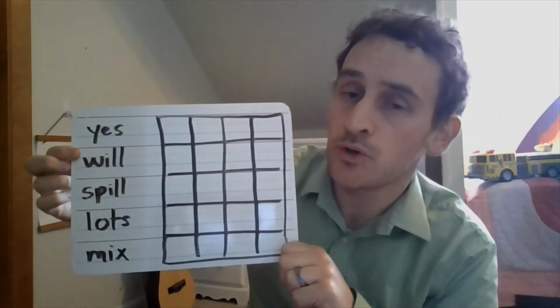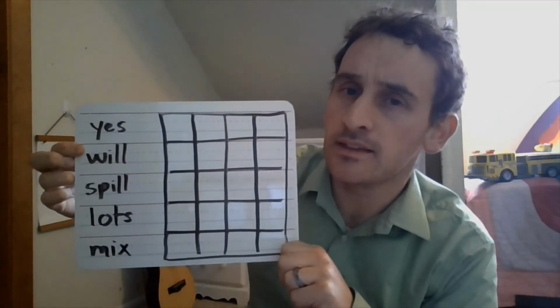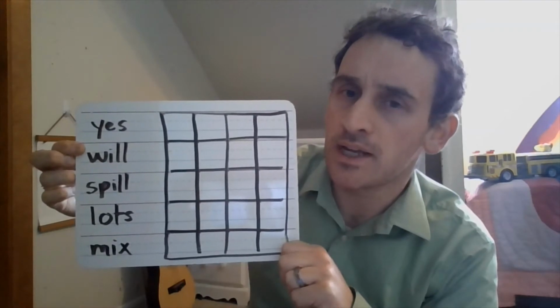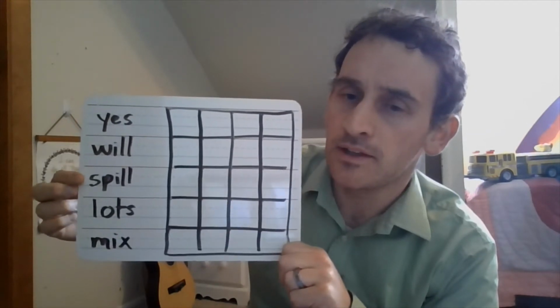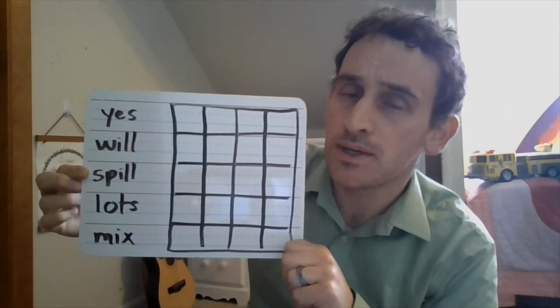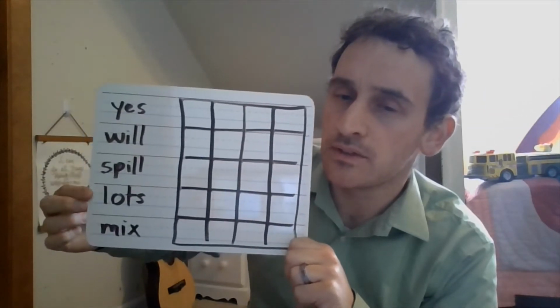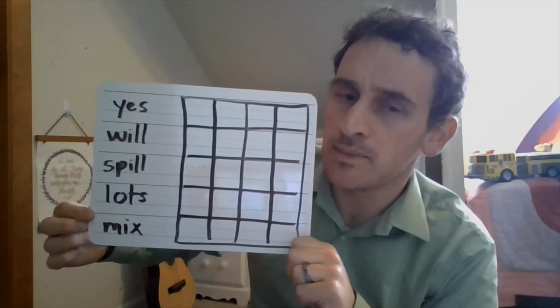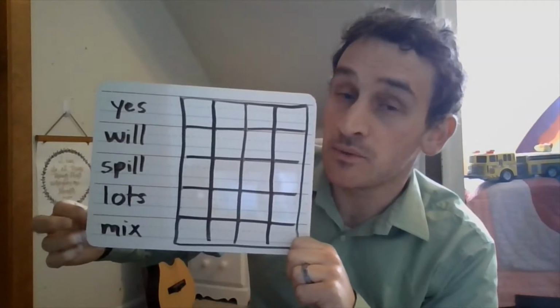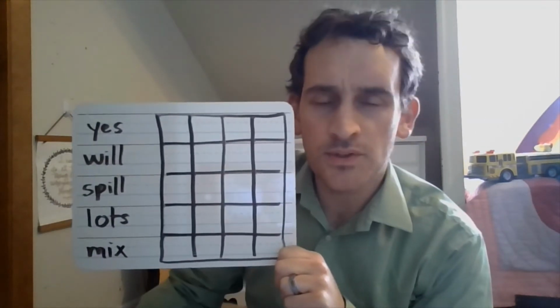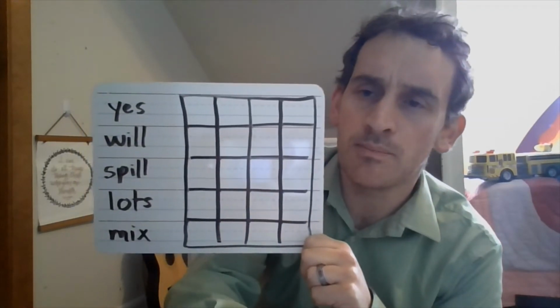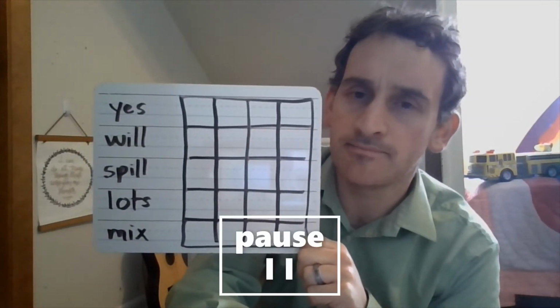If I had the word will, w, i, ul, how many sounds did I make when I split them up? If I did this word, sp, i, ul, spill, how many sounds? Lots. And mix. Mix is the one you have to kind of watch out for. Give it a go and see what you think. What should be the sounds and how many?